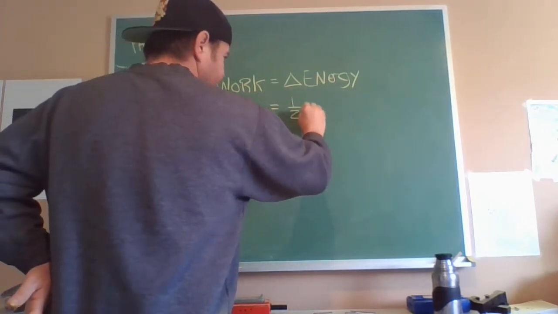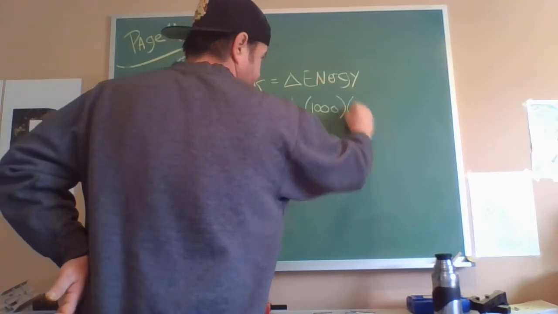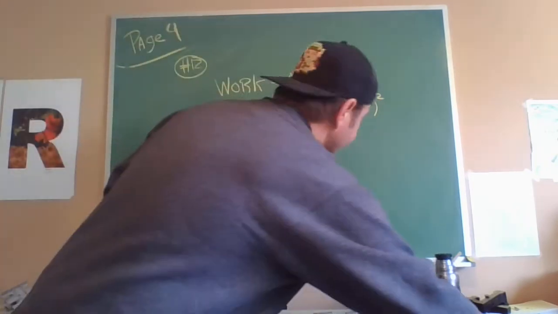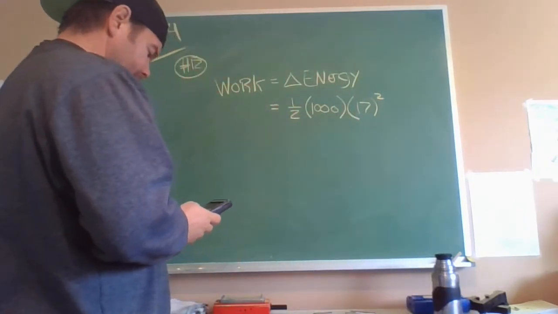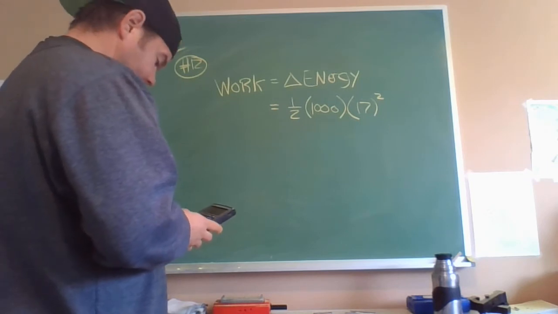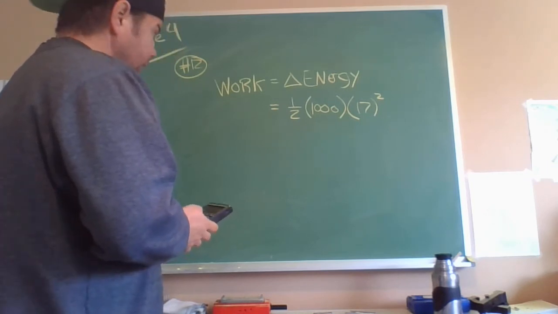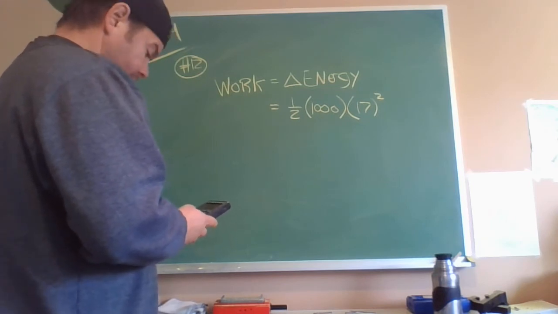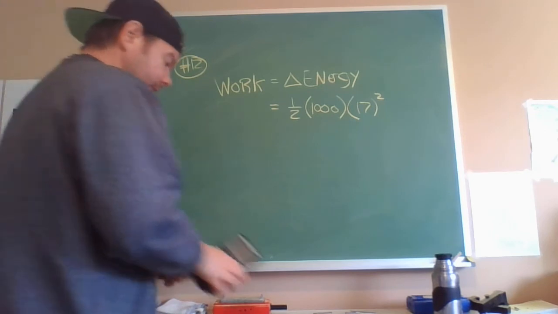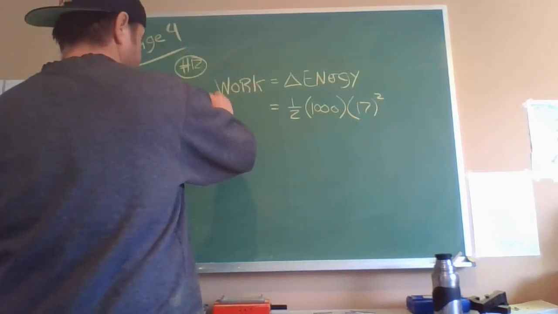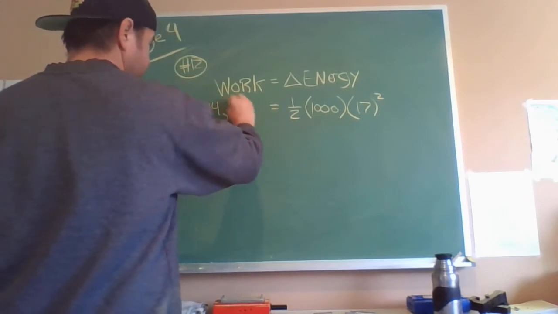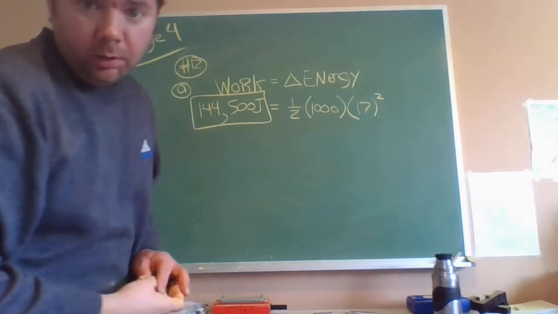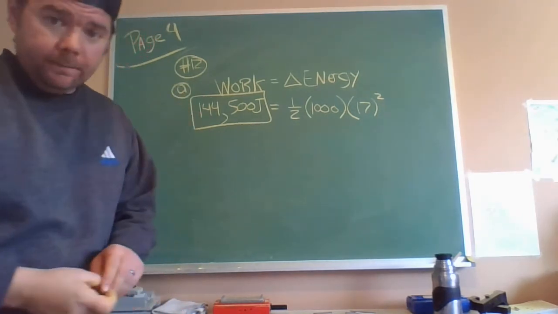All the energy is kinetic energy, 1/2 mass times velocity squared. If I multiply this out, what do I get? 17 times 17 is 289, divided by 2 is 144.5, times 1,000 is 144,500 joules. Okay, so that is the amount of work that was required to get this car to stop.